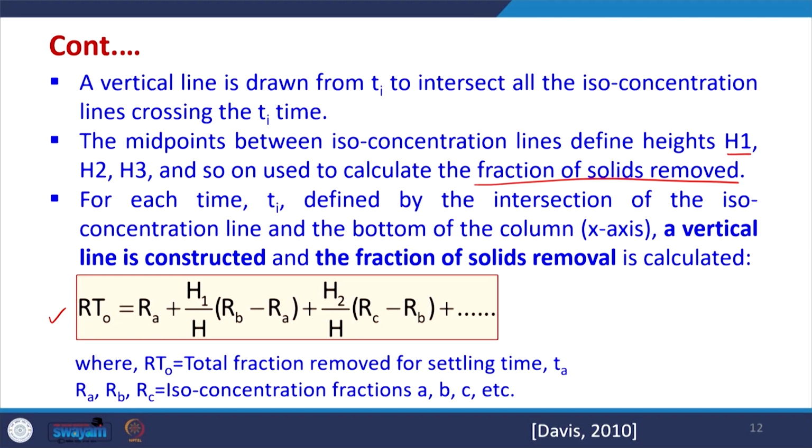So, for 35 minutes we can calculate how much of the total material will be removed within this time. This can be calculated using this equation, where Ra, Rb and Rc are the iso-concentration fractions at these points which have been removed. In between, Ra will be the maximum which is possible, and similarly we can calculate Rb minus Ra, Rc minus Rb, and with respect to height, how much height we are going up. So, that fraction is also taken into account.